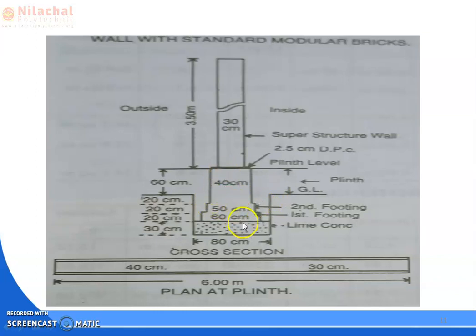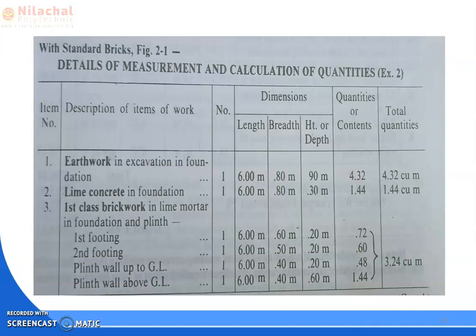It means here we first consider the first footing. The first class brickwork in lime mortar in foundation and plinth: in the case of foundation, where brickwork is used, in the first footing brickwork is used, in the second footing brickwork is used, and in the plinth brickwork is also used. So first we consider the first footing, then the second footing, then after that the plinth wall up to ground level, and the plinth wall above ground level.